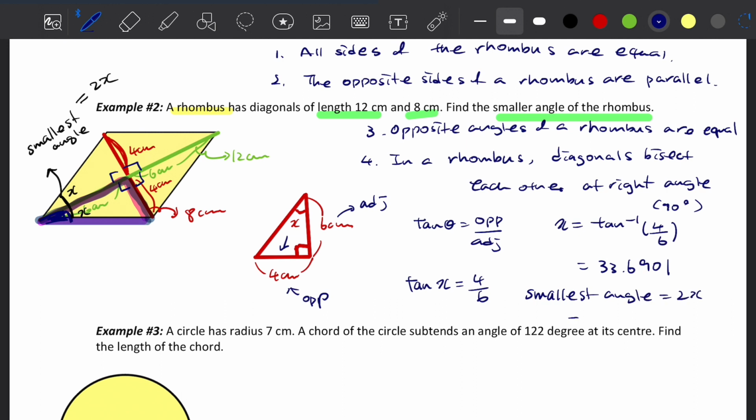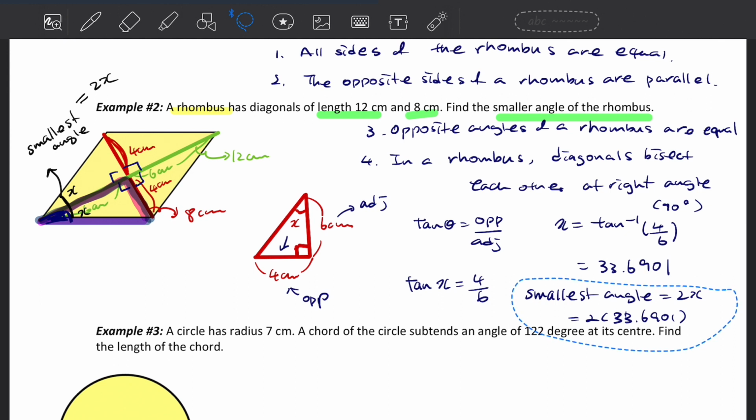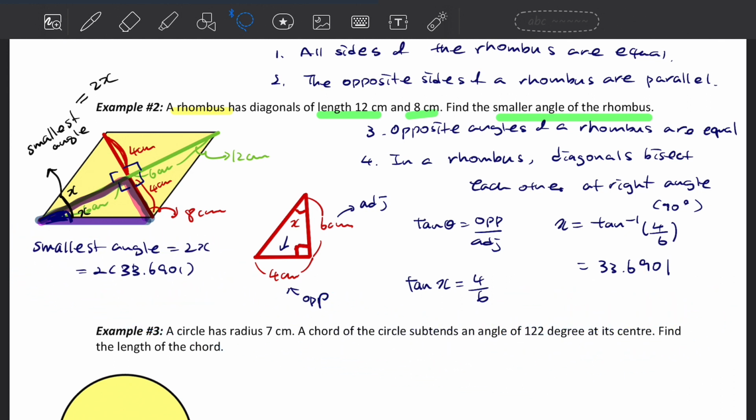we have to multiply 33.6901 by 2. Then this gives us the value approximately equal to, let's write this answer over here since we don't have space, 67.3801. So the answer is approximately 67.4 degrees.